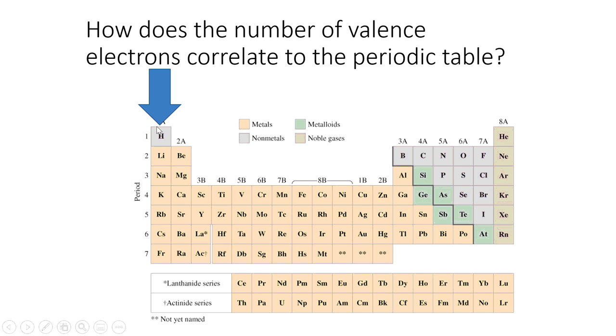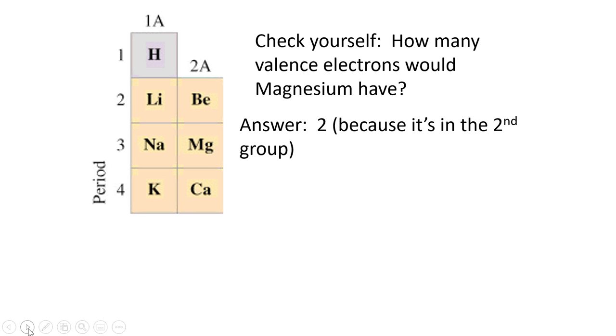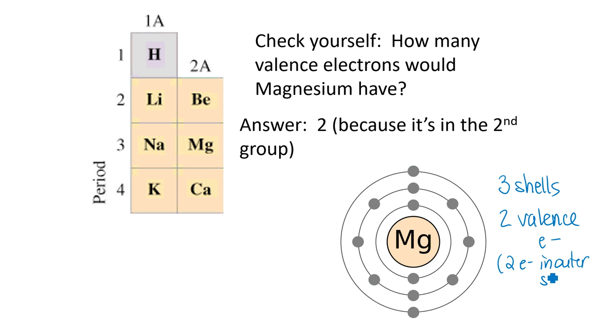We can figure out how many valence electrons something has by looking at what column it's in on the periodic table. Remember, we figured out that magnesium has 3 shells because it's in row 3, and it's in column 2. So that means it's going to have 2 valence electrons. Based on its location on the periodic table, we can predict something about its structure. It is going to have 3 shells and 2 valence electrons, so there are going to be 2 electrons in the outer shell. This shows those 2 electrons right there.